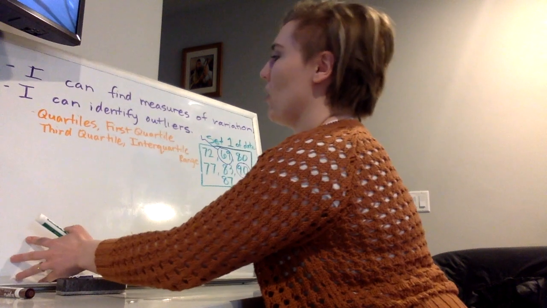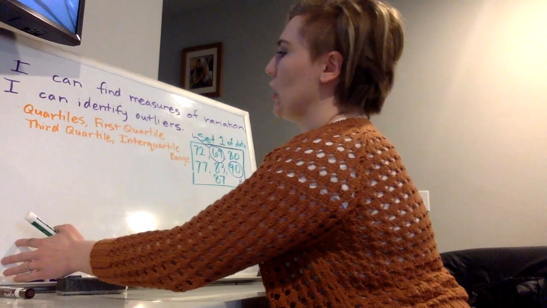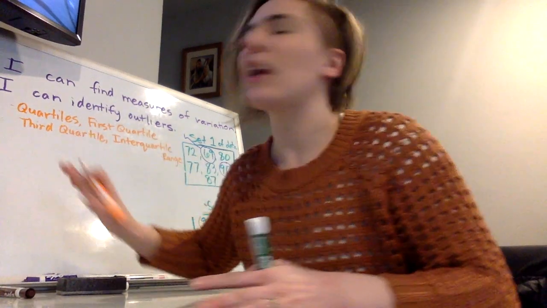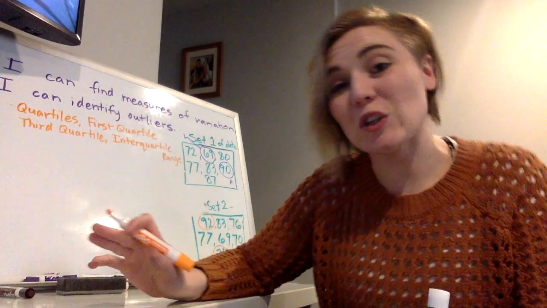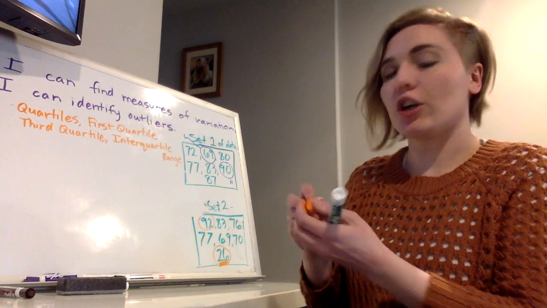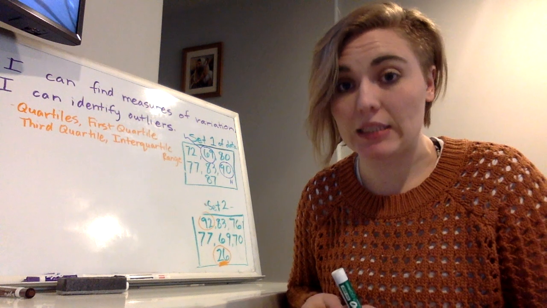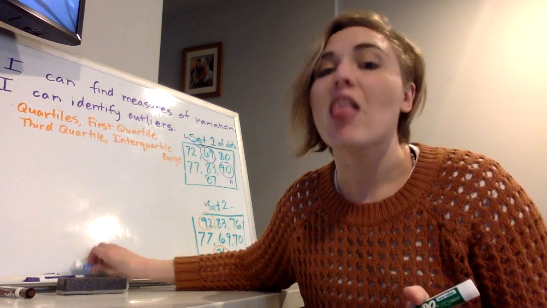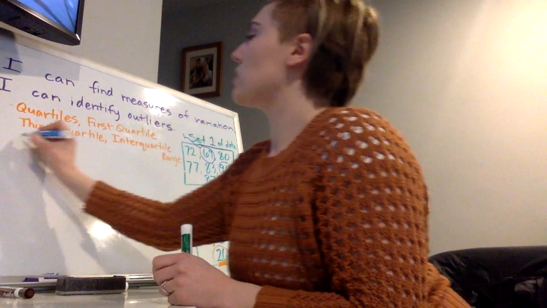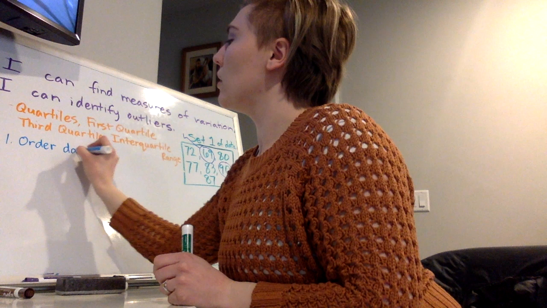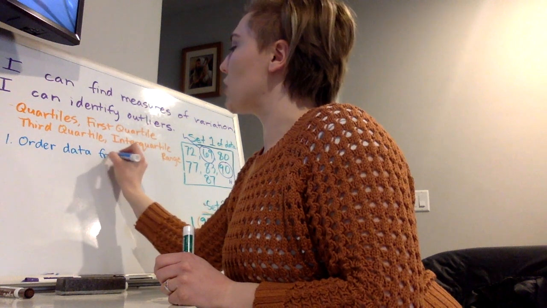Okay, so I'm actually going to start by telling you what you're going to do. Before you're able to figure out what the quartiles are, you are going to need to order your data from least to greatest. Okay, so very much like what you would do if you were trying to find the median, that's what you're going to be doing. Okay, so first, order data from least to greatest.